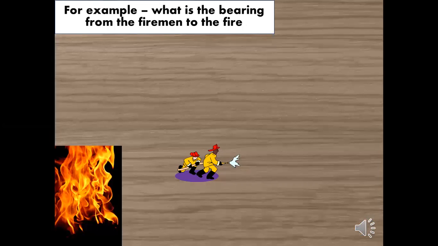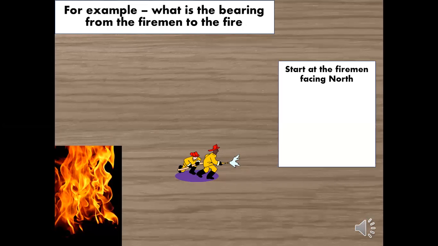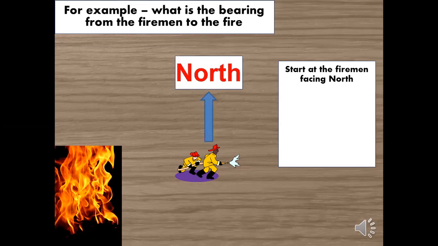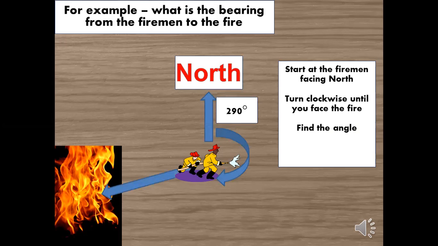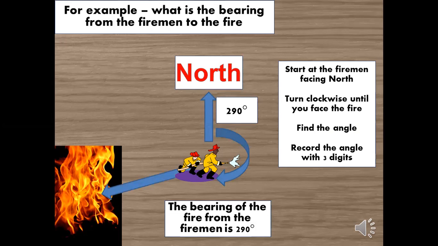Okay, what is the bearing from the fireman to the fire? Again, draw the north line, the line pointing to the north. At what? It says from the fireman. So from the fireman, draw the line of north. Connect the 2 points and measure the angle clockwise. So if I give you this angle as 290, the bearing will be 290 degrees. These are 3 figures, so I will write it as it is.